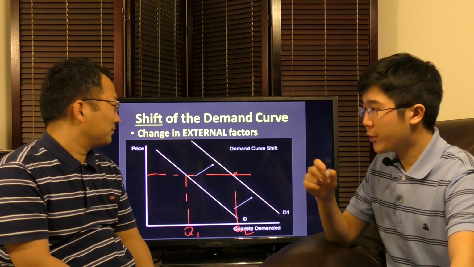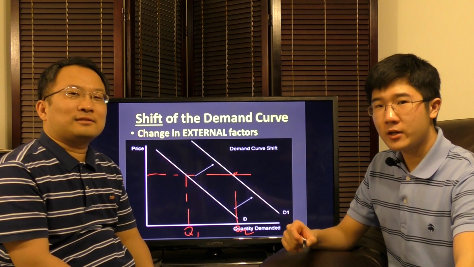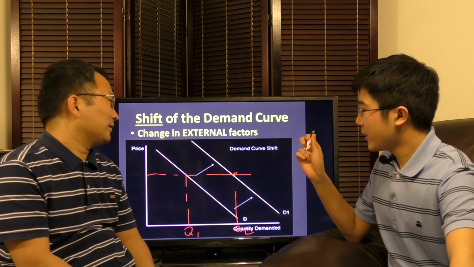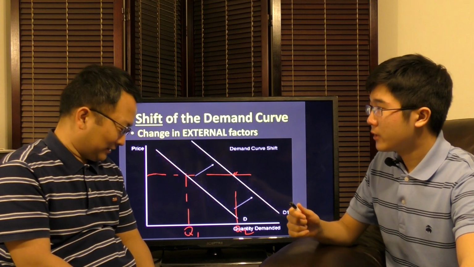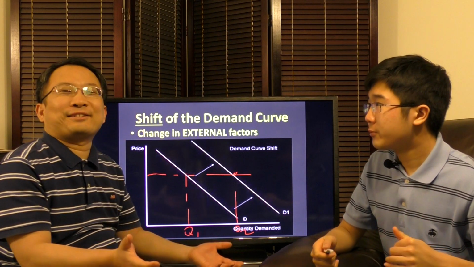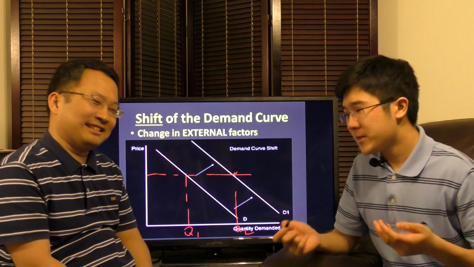The opposite is inferior goods. Inferior goods basically, ironically, when the income rises, their demand goes down. They shift to the left. Now, for example, potatoes. Potatoes. So you might be wondering, why is this the case?